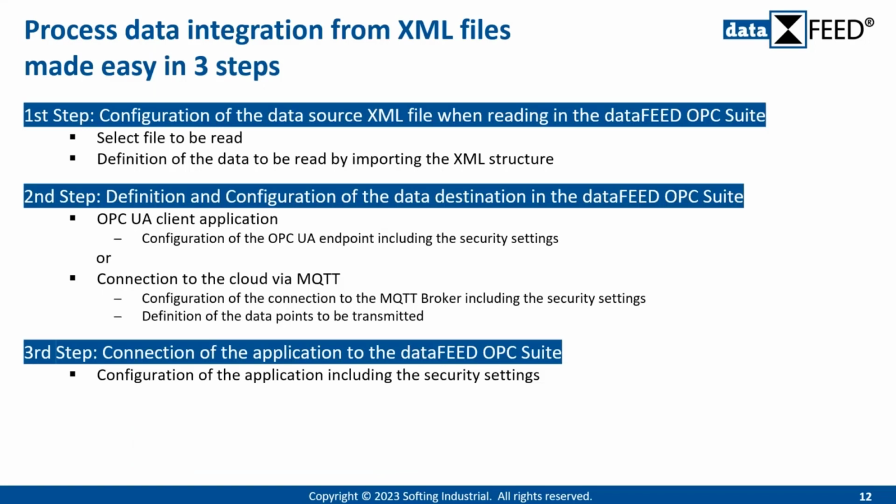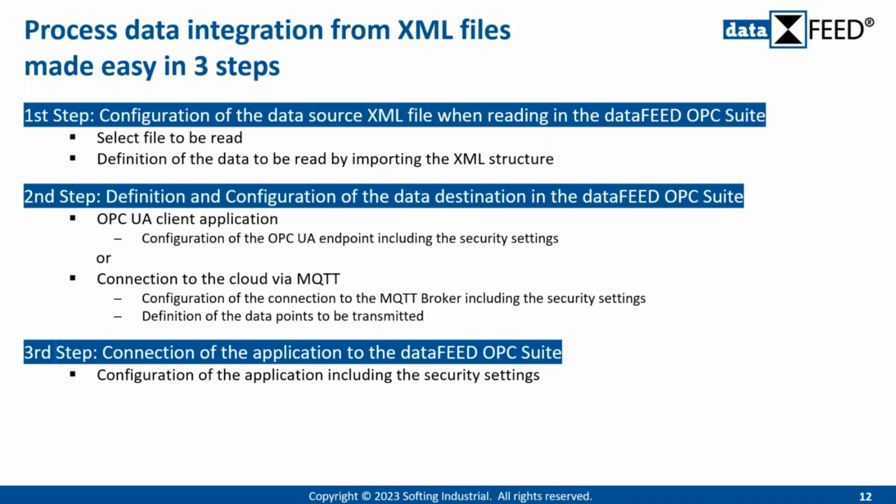Process data integration from XML files made easy in 3 steps. What is the first step? It's always configuration of the data source XML file. When reading the data in the suite, you have to select the file to be read. And in addition, you have to define the data to be read by importing an XML structure. It's the easiest way. The second step is defining and configuration of the data destination in the DataFEED suite.